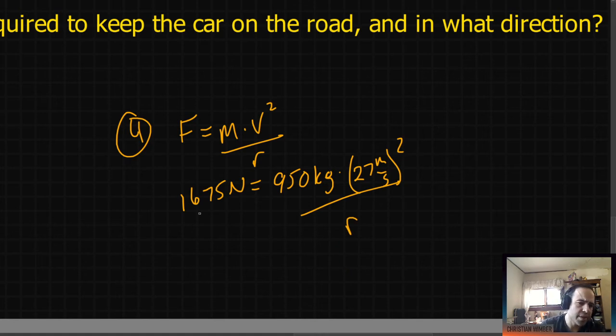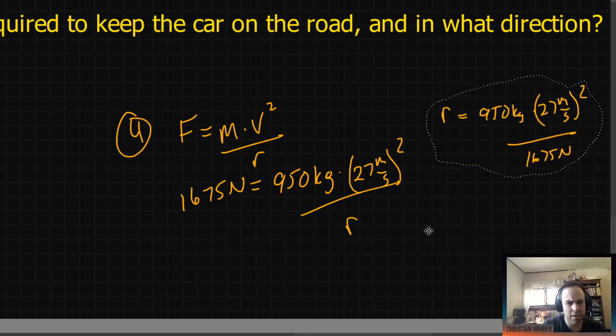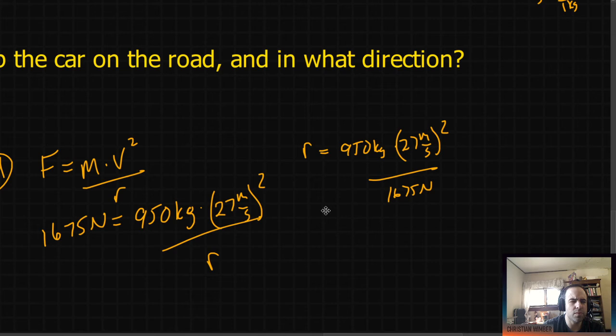So what I'm going to do is take this 1675 and swap it with the radius. So just go ahead and swap them. So I get 950 kilograms times 27 meters per second divided by 1675 newtons. Sorry, I can imagine that's probably difficult to read. Let me move that away a little bit. I've got to make sound effects when I do this. It's a ritual. So we'll move that over here.